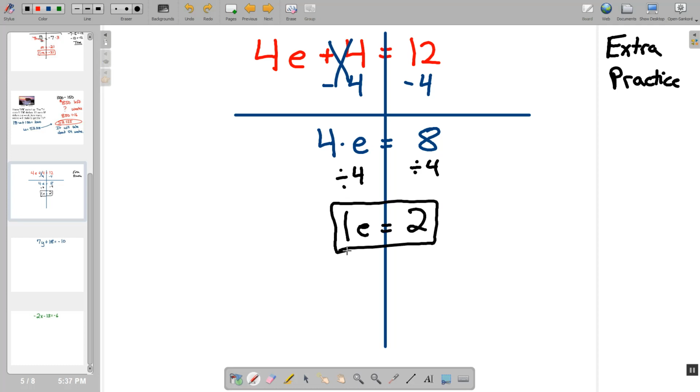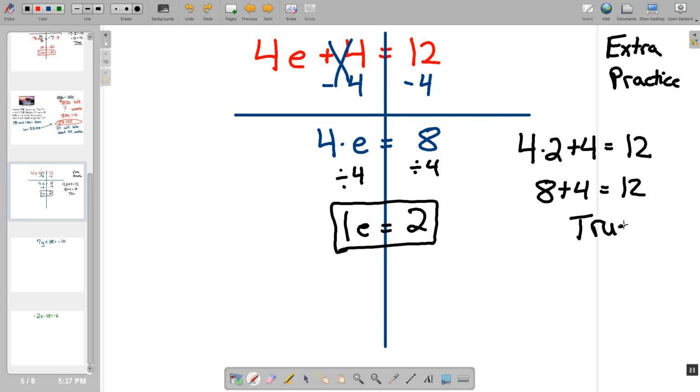And because the e is alone, or there's only one e, I should be done, and I'm ready to check my answer. I'm going to take this number 2 and substitute it in for this value of e above. So I get 4 times 2 plus 4 is equal to 12. 4 times 2 is 8. 8 plus 4 is equal to 12. Is a true statement, therefore, my answer must be correct.